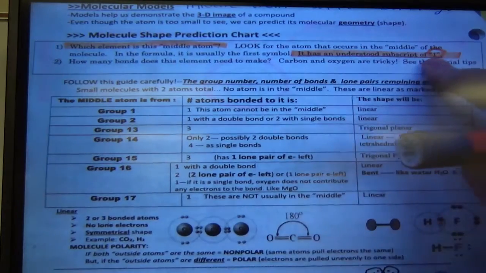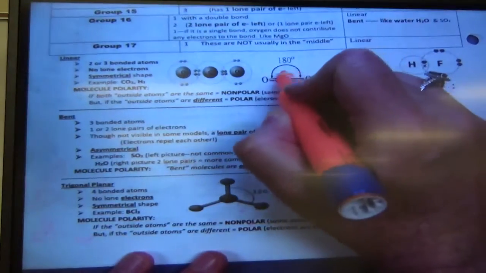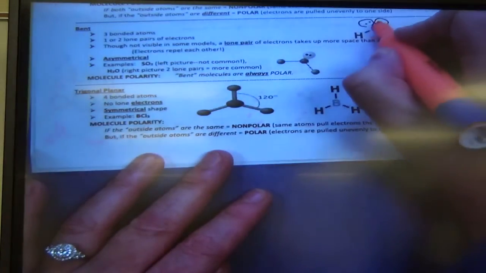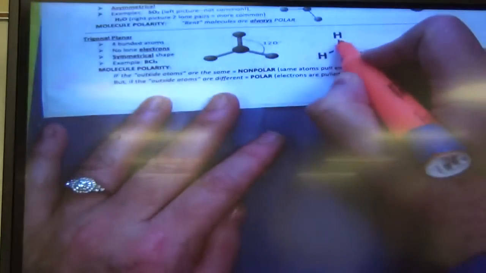Now let me introduce you to the middle atom a little bit here. So here, carbon is in the middle. Here, this would be the oxygen that's in the middle. Here, it'd be the boron that's in the middle. Is it easy to identify the middle atom? You see which atom's in the middle. So it's really not a complex term. Okay, moving on.